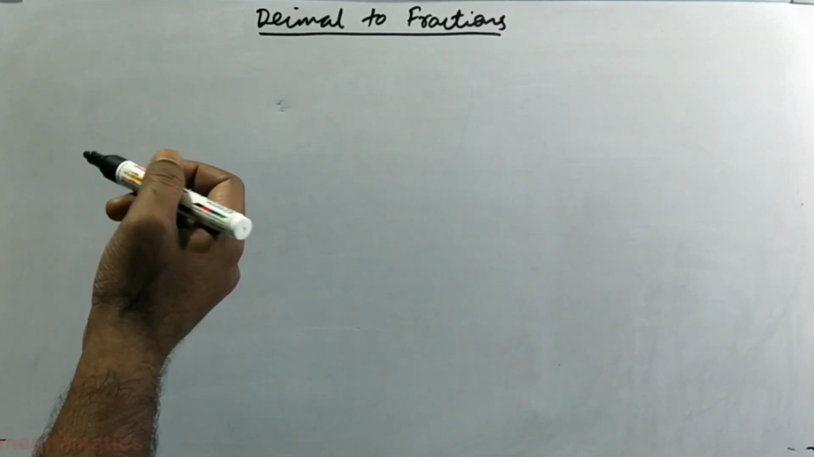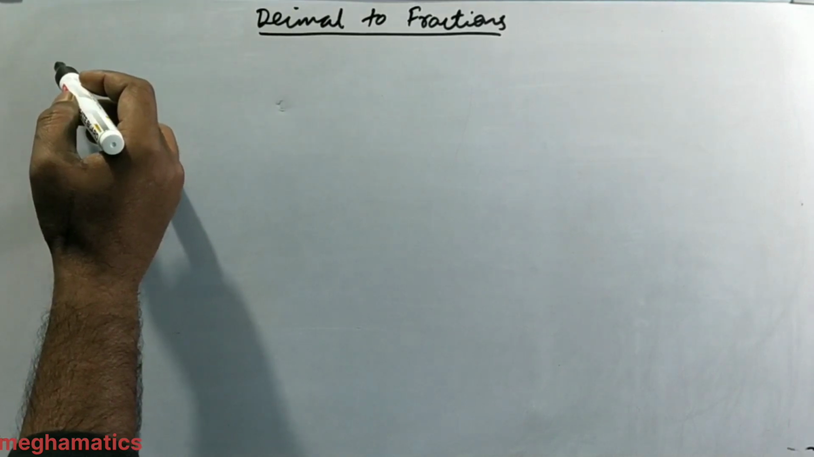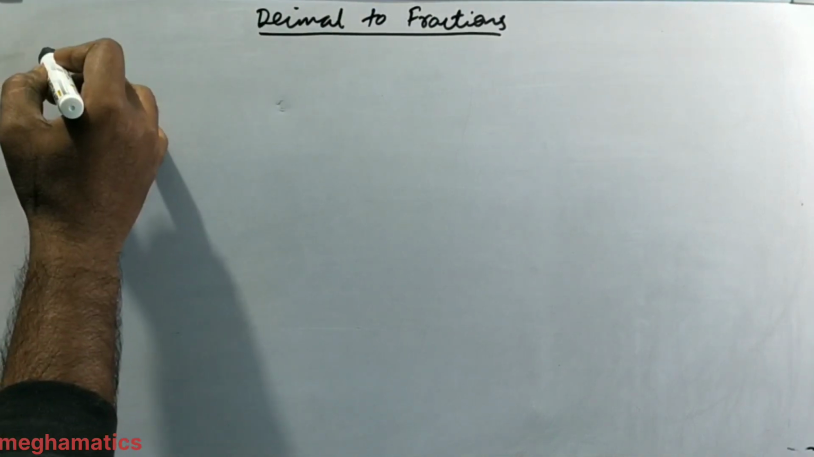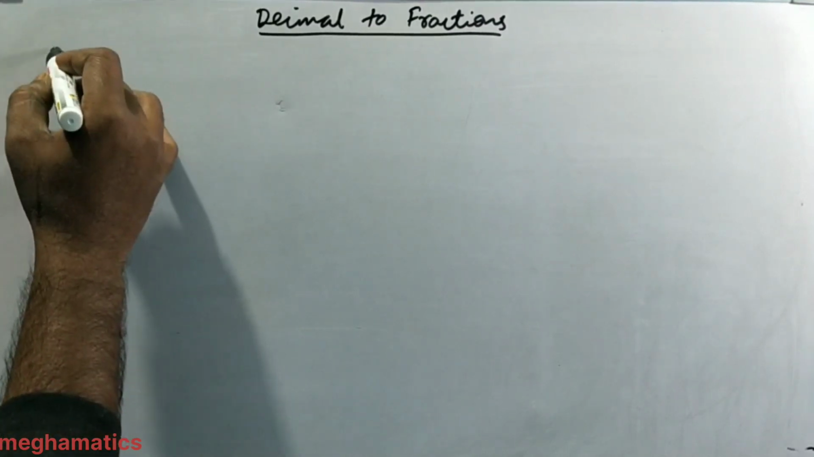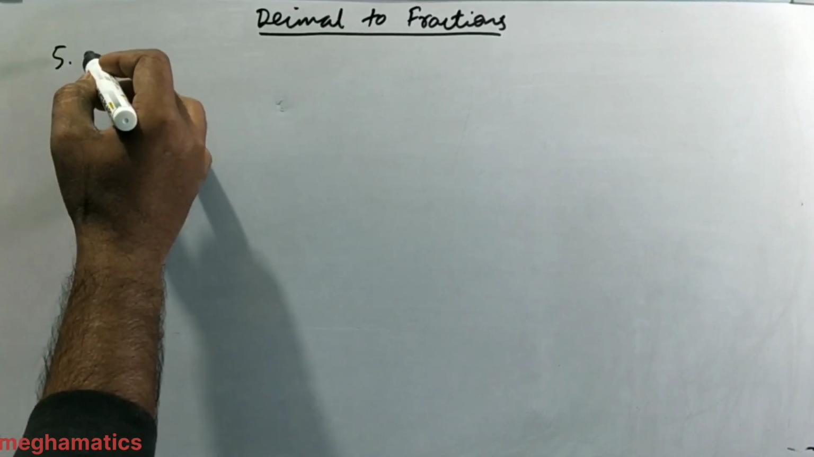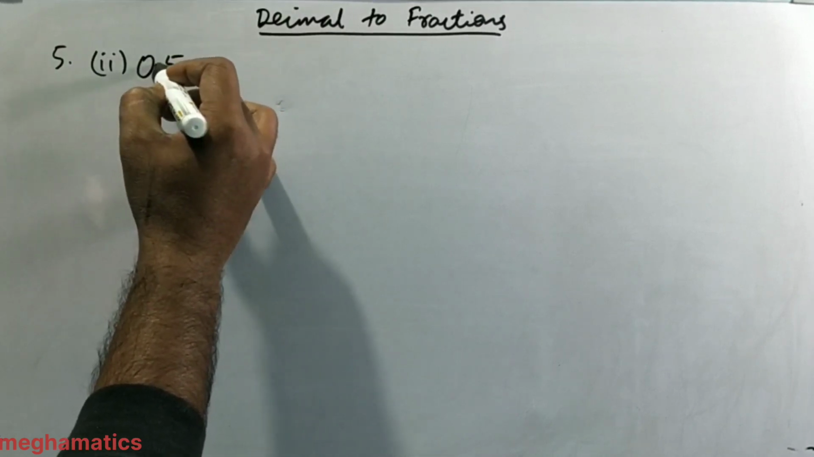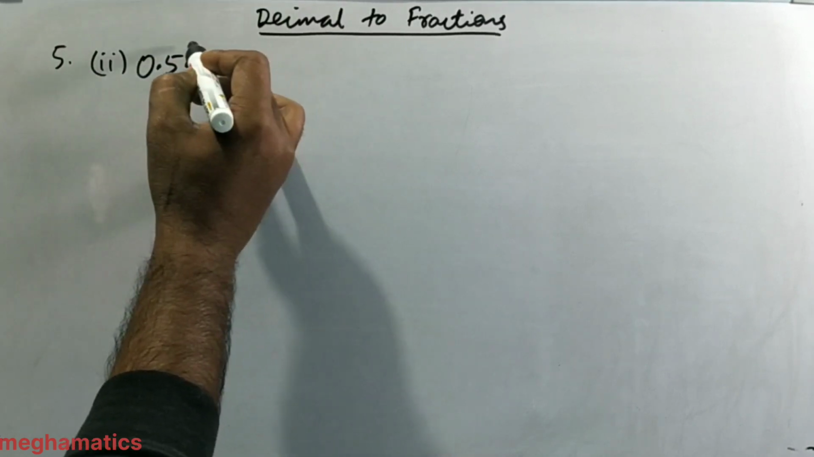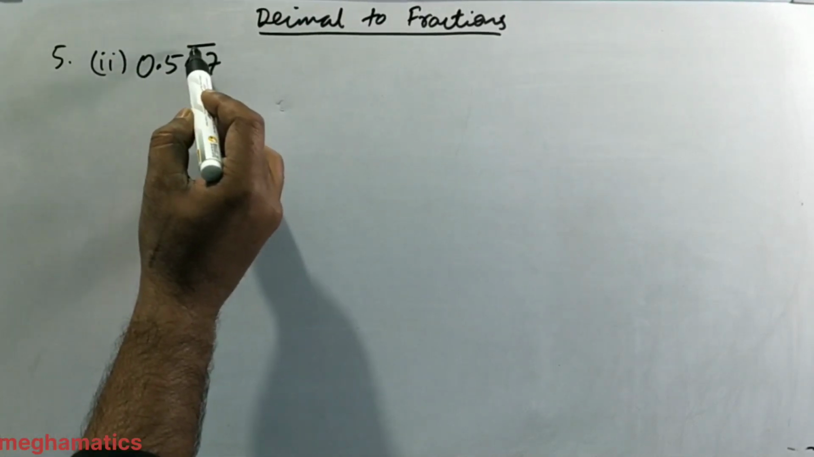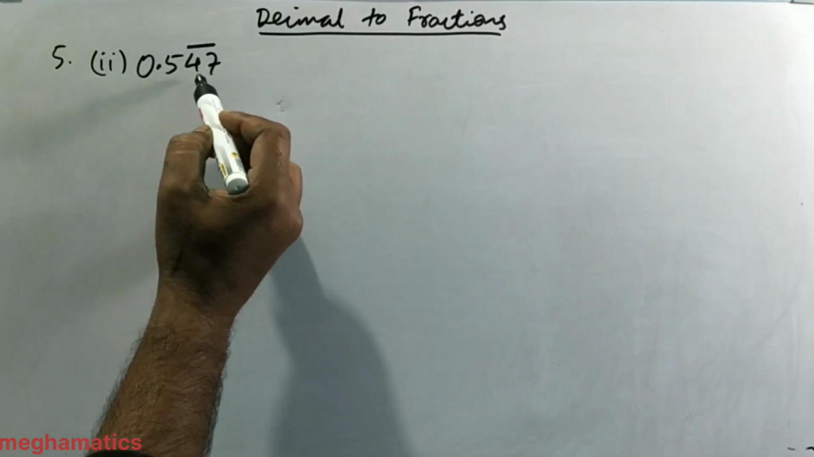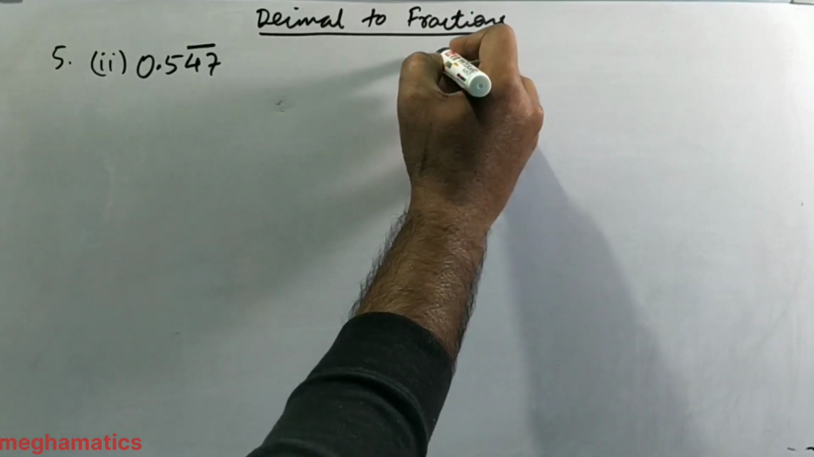Okay, in this video we learn a question from the class 9 syllabus, and the question is question number 5, Roman numeral 2, that is 0.547 with a bar. Now if you can see, in this question the bar is on two digits. So what rule will we follow? We'll make two equations.